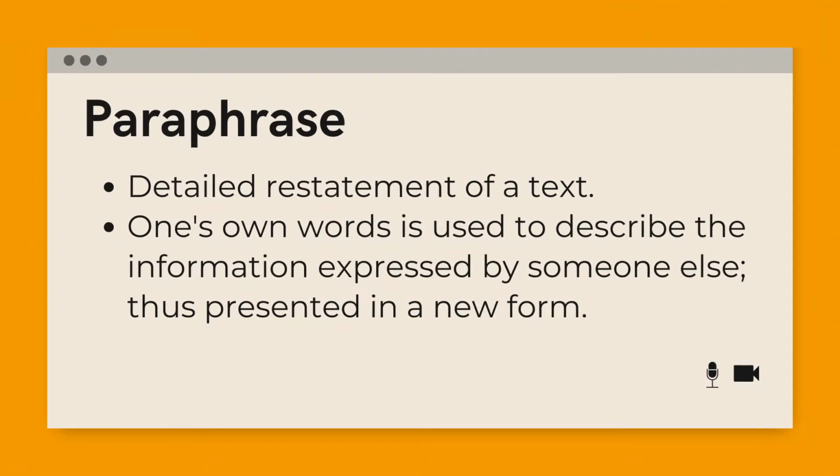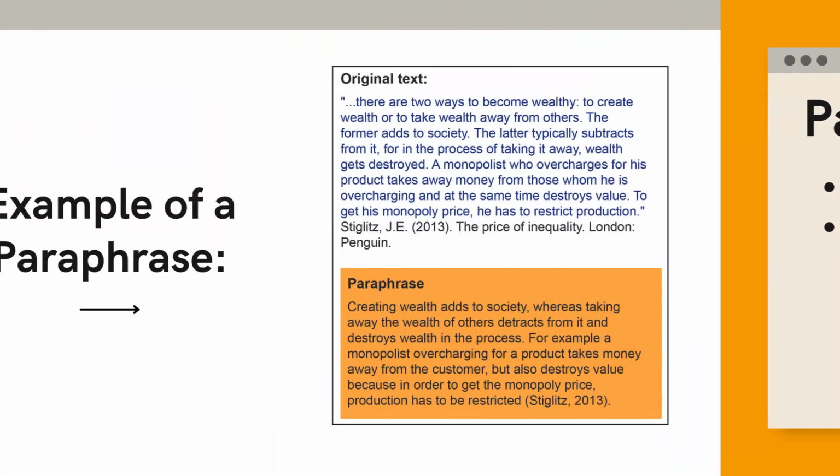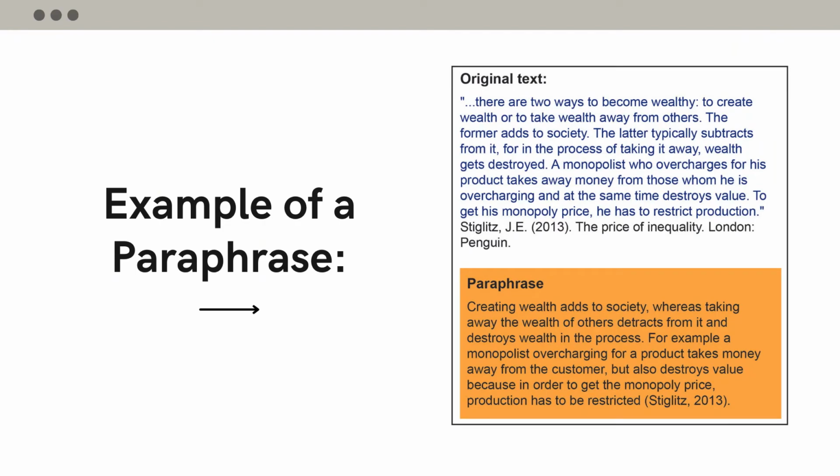For the seventh, a paraphrase is a detailed restatement of a text, passage, or work giving the meaning in another form. Basically, a paraphrase is one's rendition of the information expressed by someone else, and it is presented in a new form. Here is an example of a paraphrased text.